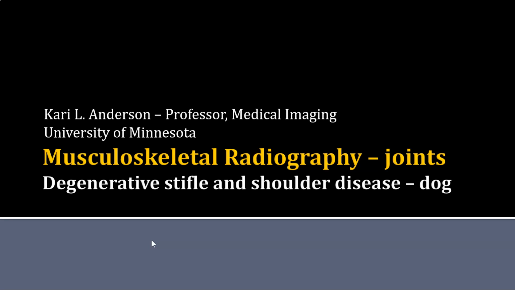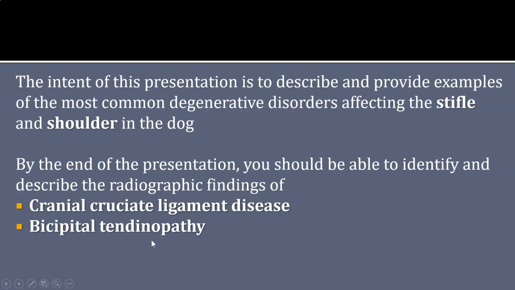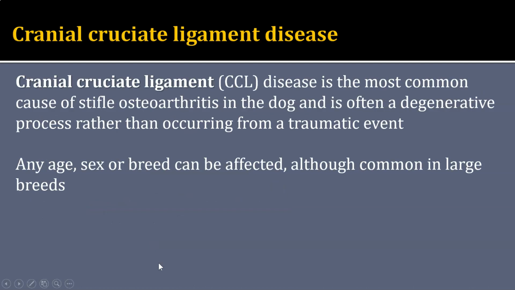This is the second in a series of presentations on radiography of joint disease in veterinary patients. The intent of this presentation is to describe and provide examples of the most common degenerative disorders affecting the stifle and shoulder in the dog. And by the end of the presentation, you should be able to identify, describe, and hopefully diagnose cranial cruciate ligament disease and bicipital tendinopathy.